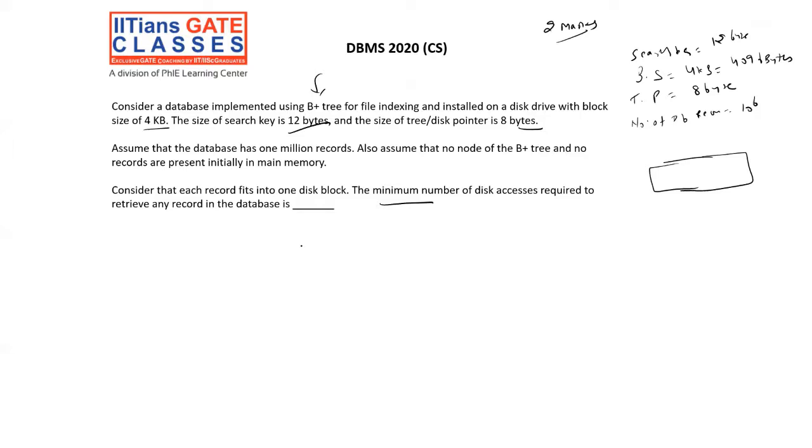Let's suppose P is the order of the block P, right? And the size of the tree pointer is 8. The order P means number of tree pointers, so the number of search keys in the block will be P minus 1, right? P minus 1 into 12.